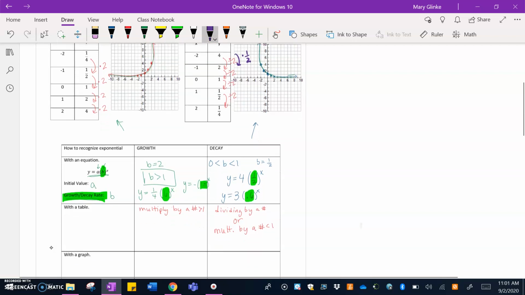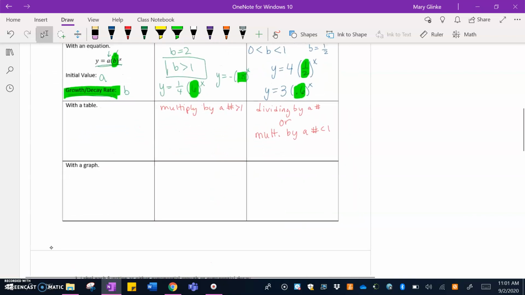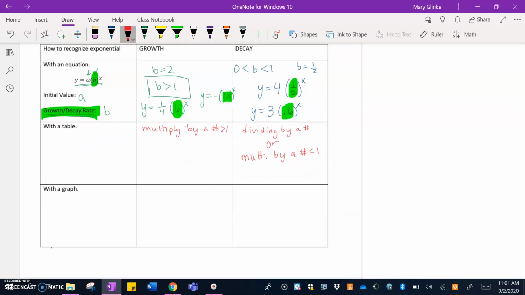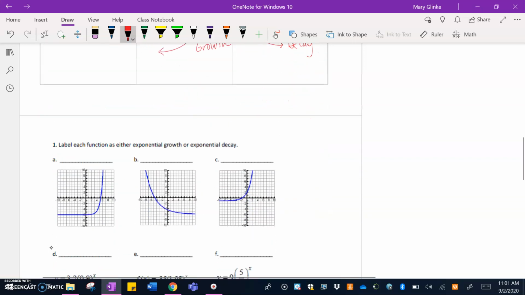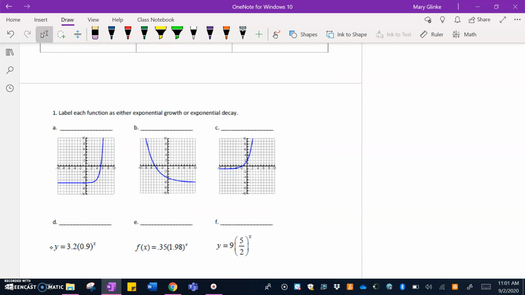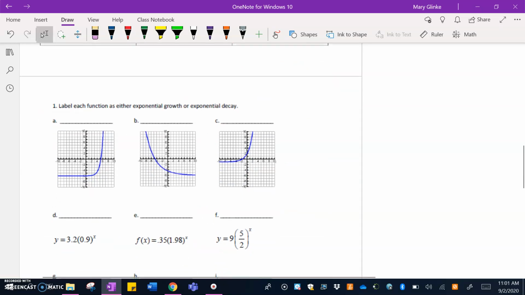Looking at a graph, the graphs above were growth and decay based off of how the graph looked. If you have something that increases over time, that is going to be growth. If you have something that decreases over time, that is going to be decay. So let's go ahead and try a couple of specific examples. So looking at the back here, these are all going to be exponential growth or decay.